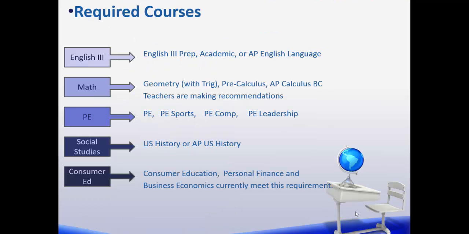So your required courses are going to start pretty much the same as what you've experienced so far. Everyone is going to take a level of English 3, whether that's English 3 Prep, English 3 Academic, or for the honors level, it switches to AP English Language.